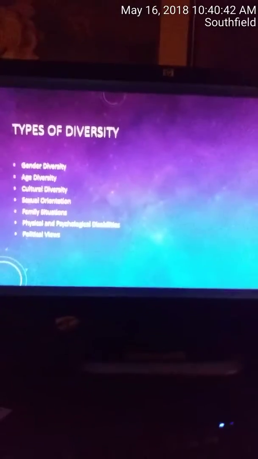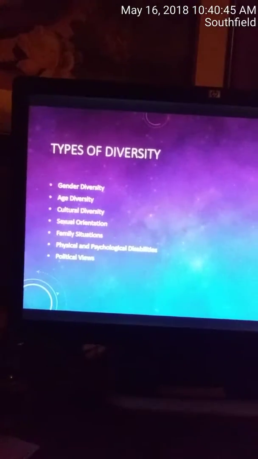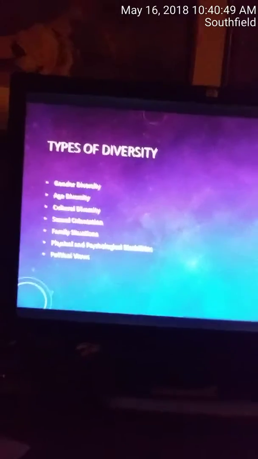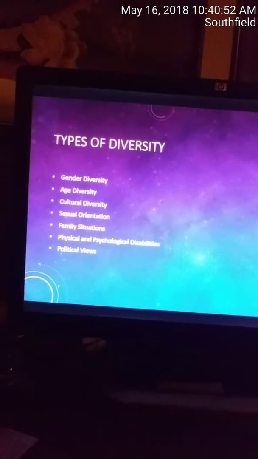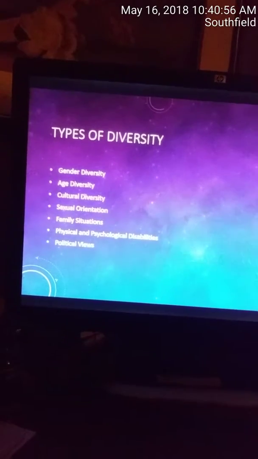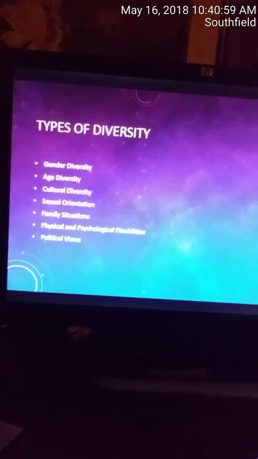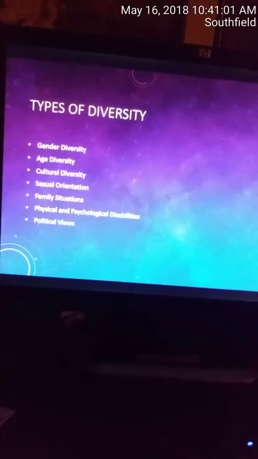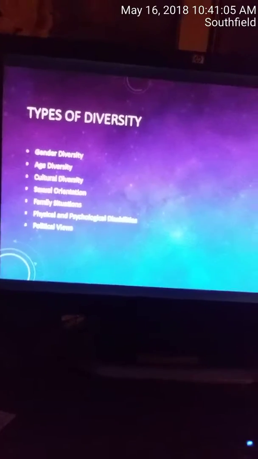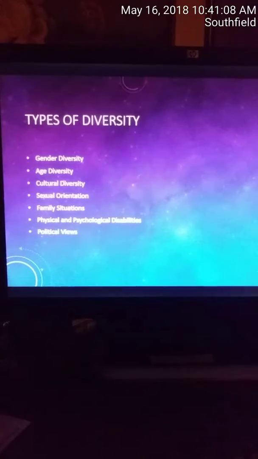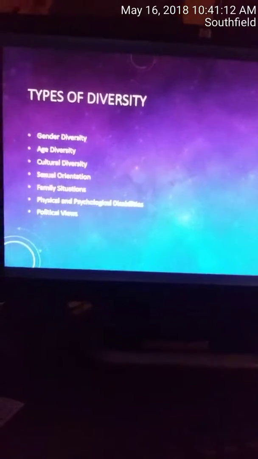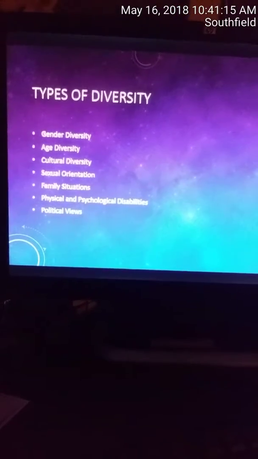The different types of diversity. Again, you have gender diversity: male, female, transgender, etc. You have age diversity, which is the baby boomers, your millennials. Then you have culture diversity, sexual orientation, and family situations, whereas there's one parent income, two parent income, or a grandparent that works and takes care of the children.